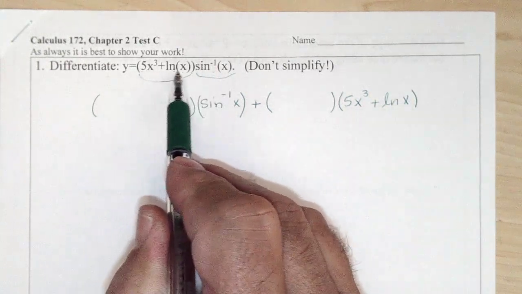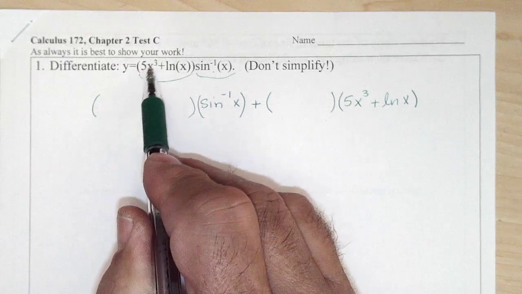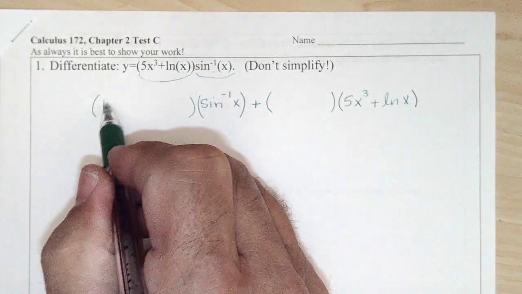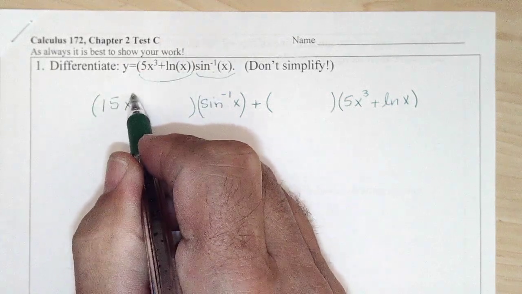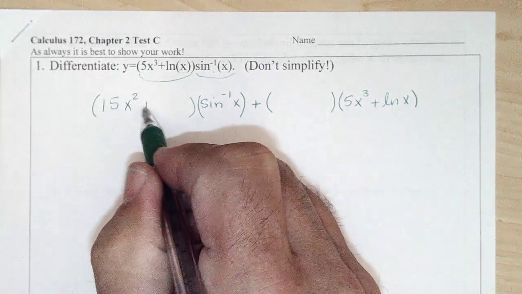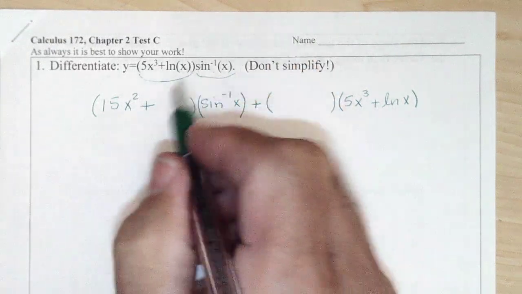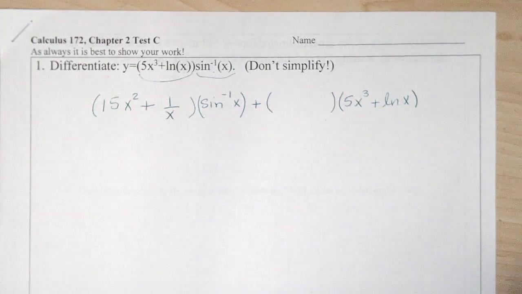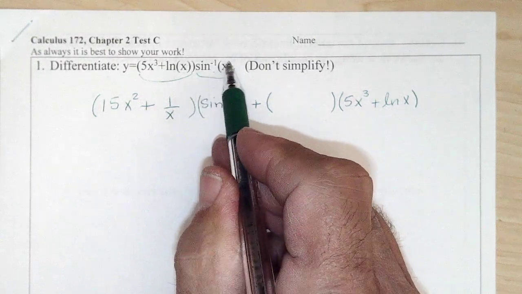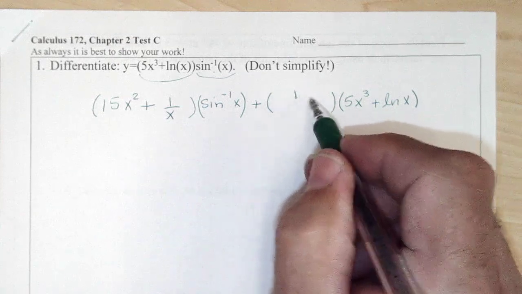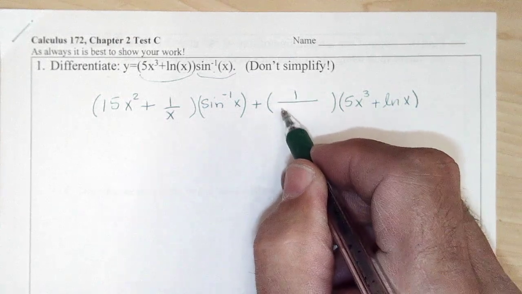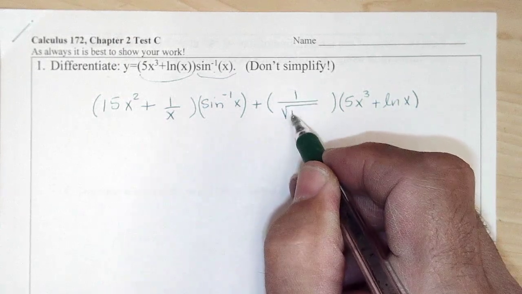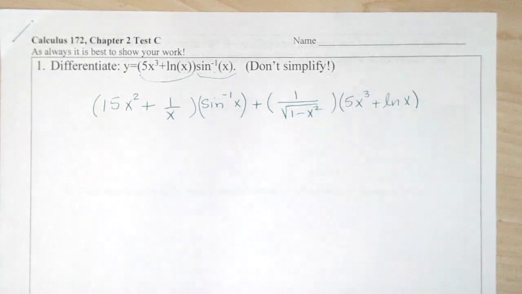Okay, so the derivative of this first part is going to be 15x squared plus the derivative of ln x, which is 1 over x. The derivative of sine inverse of x is 1 over the square root of 1 minus x squared. And that's the 6 points.